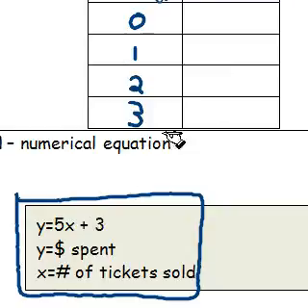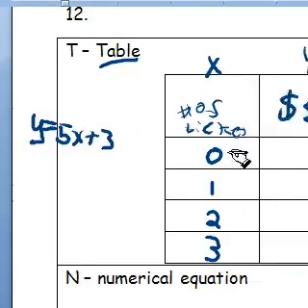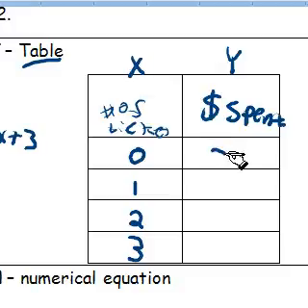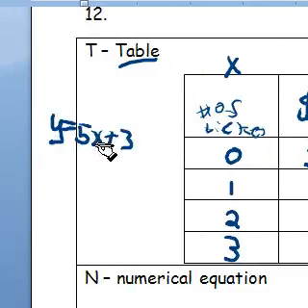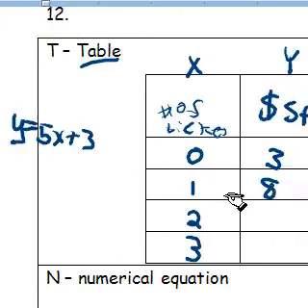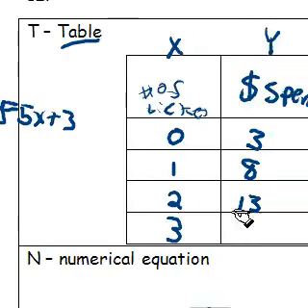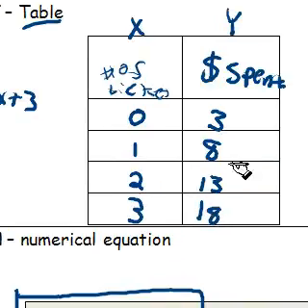So using our equation, our rule, I'll rewrite it up here: Y equals 5x plus 3. When x equals 0, Y equals 3. When x equals 1, y equals 8. When x equals 2, y equals 13. When x equals 3, y equals 18.